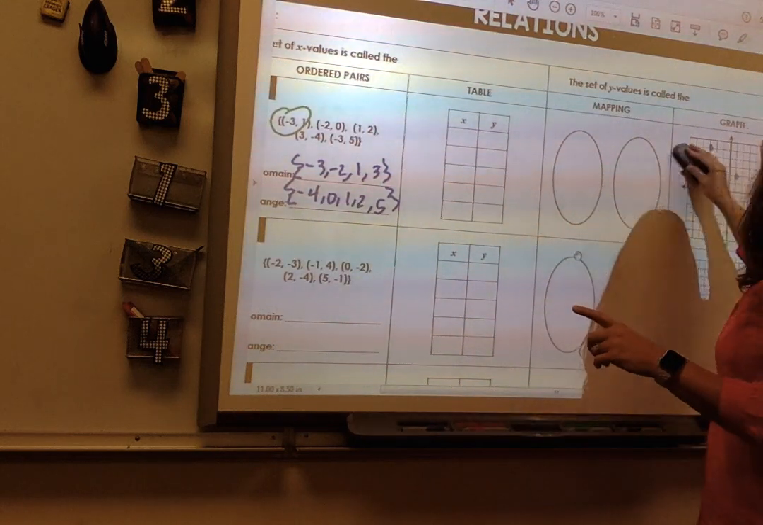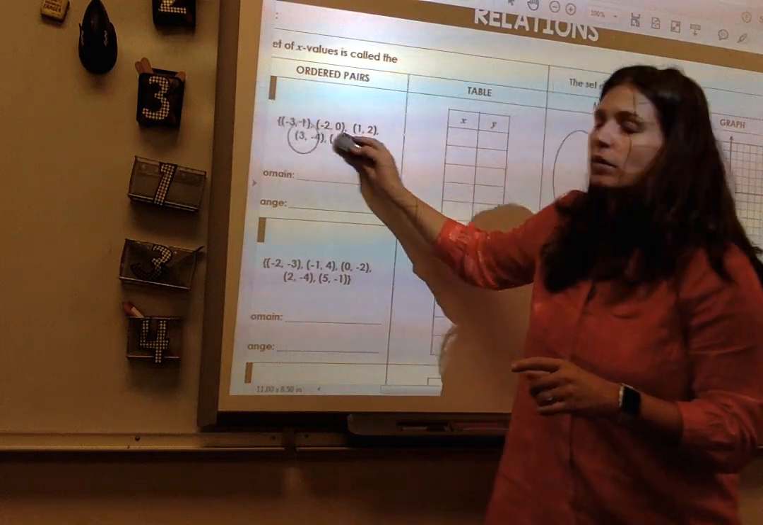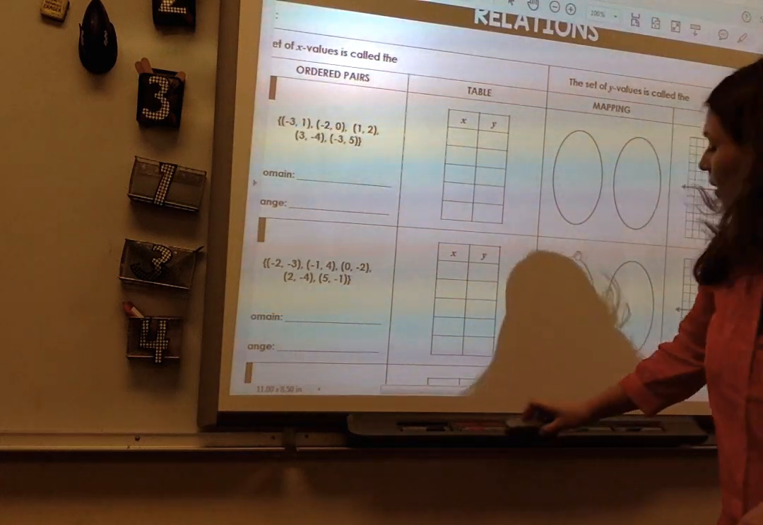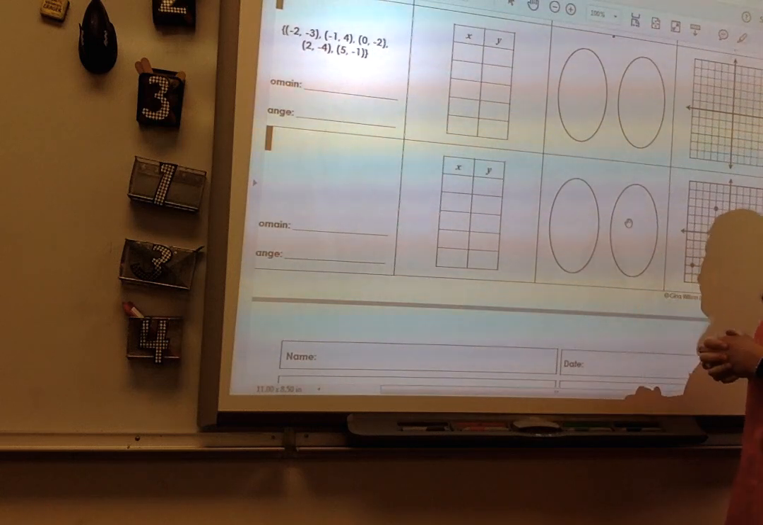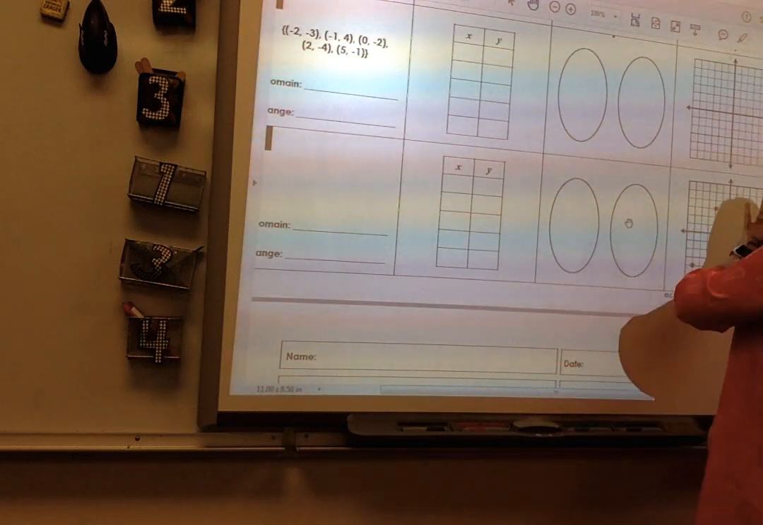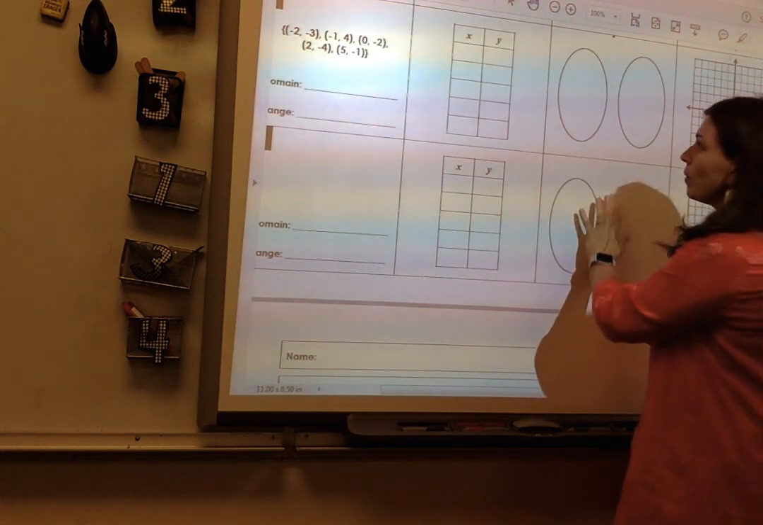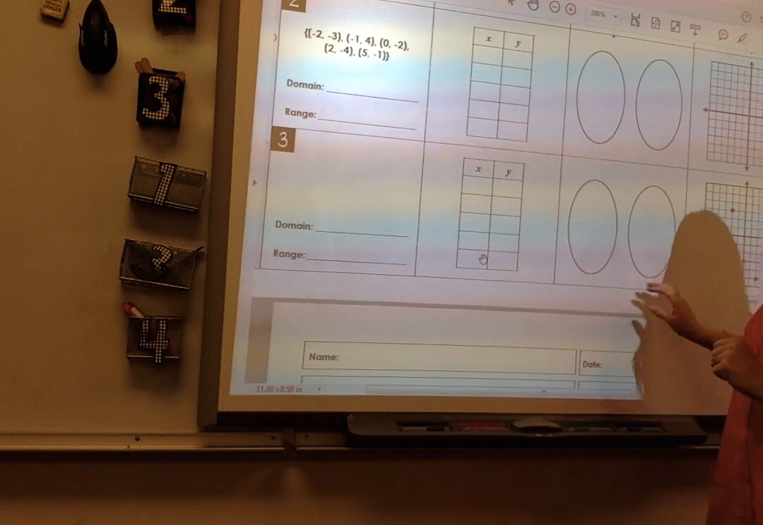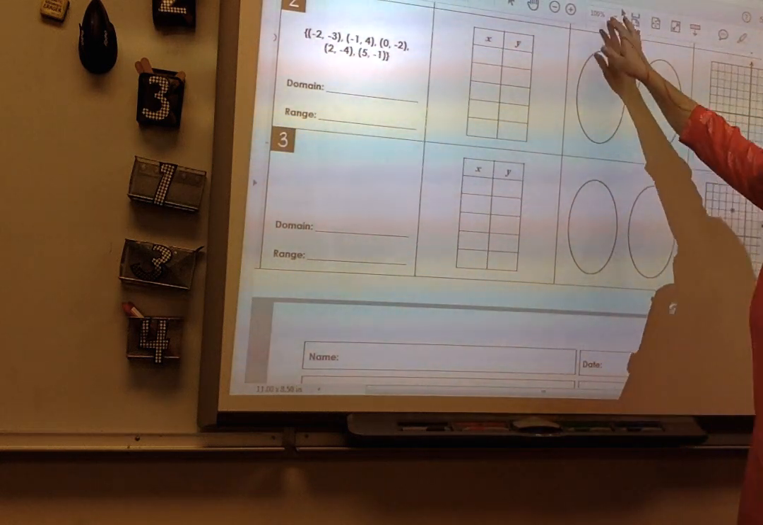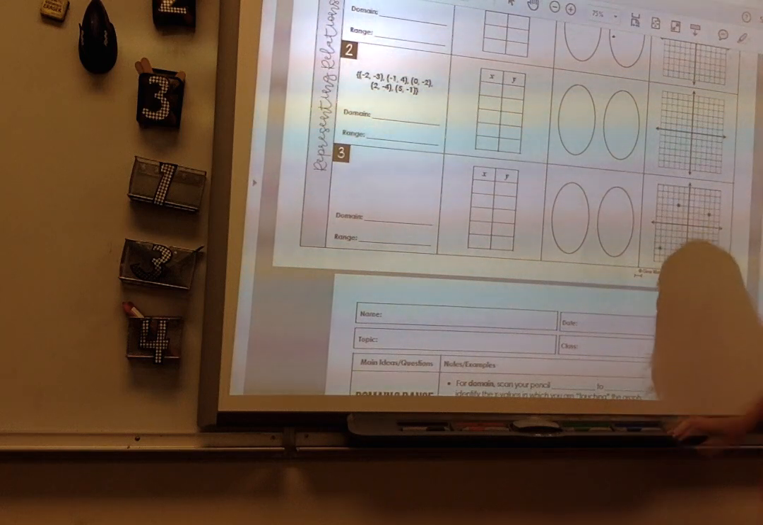What I want you to do is look at this last example and see if you can fill it in. Notice we're working backwards. It's giving you a graph, but now we need to do the mapping, the table, and the ordered pairs. So I am going to let you pause and then come back and I will give you those answers, okay?